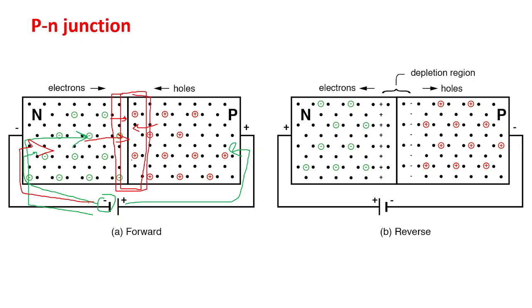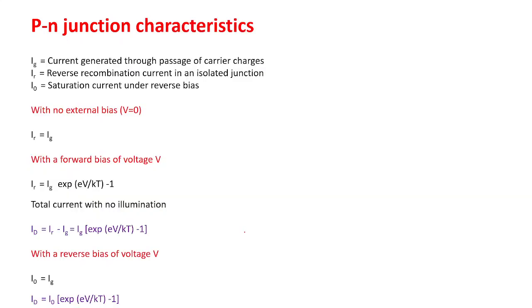And in reverse bias, when we connect a positive terminal with the positive side and a negative terminal with the negative side, what will happen? The free electrons will move from this side to this side, and the holes in the reverse direction. So this way will not work.